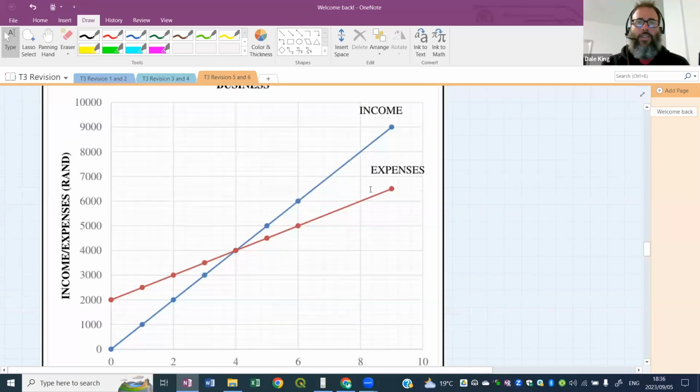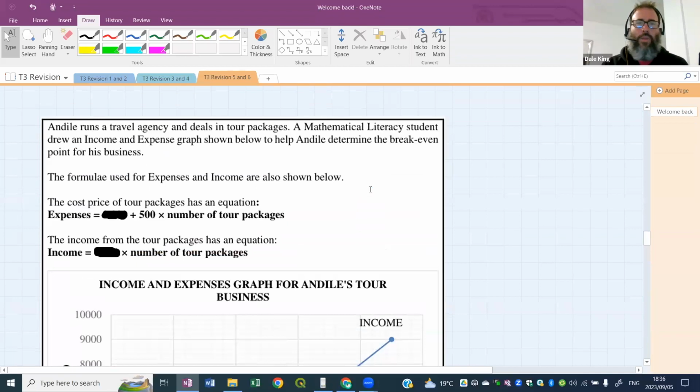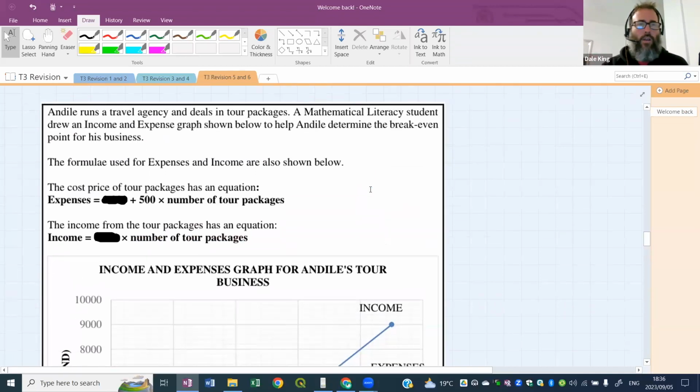Now, there's no table here. They can play around with the three parts: remove a table, or an equation, or a line on the graph, and you have to fill it in. The relationship's the same between them all though. I've blanked out these equations, and I want you to help me work out what value should go into the expenses equation for this business. So expenses equals something plus 500 times number of tour packages.